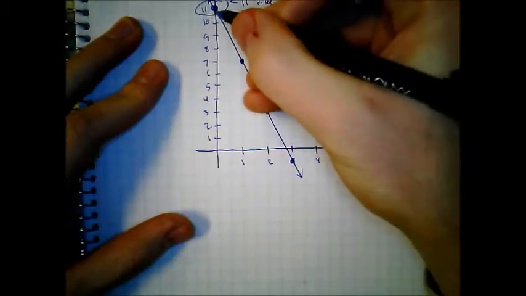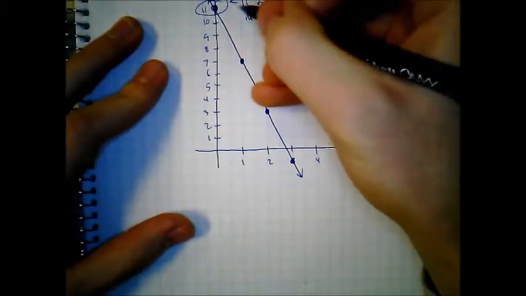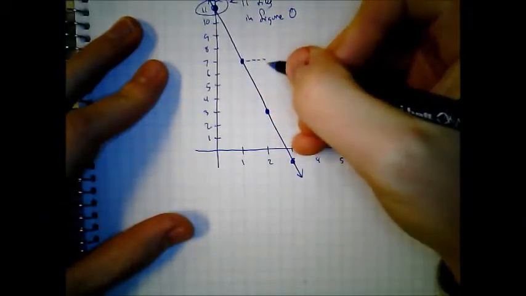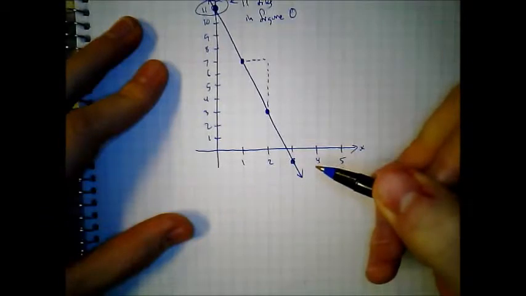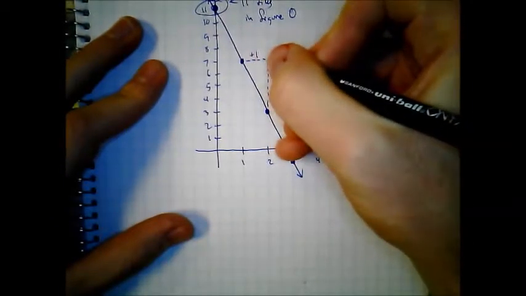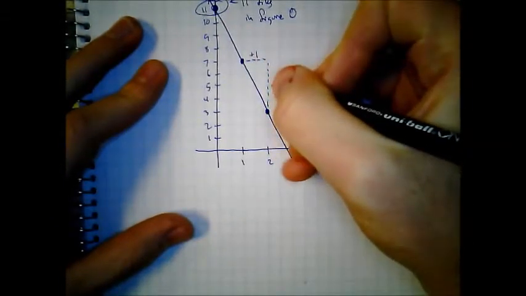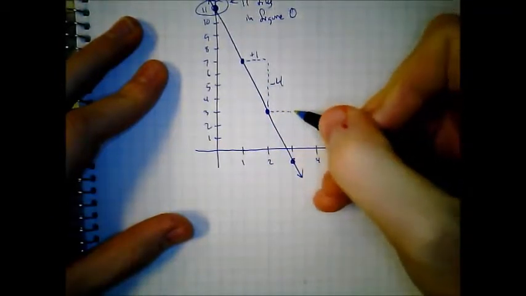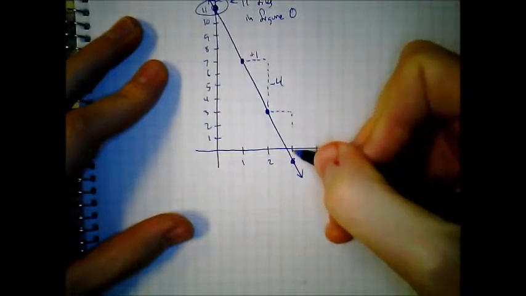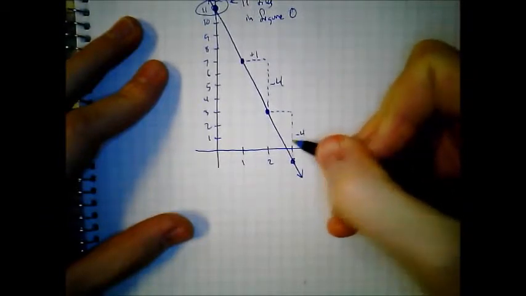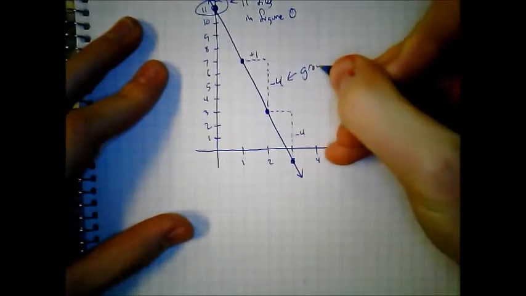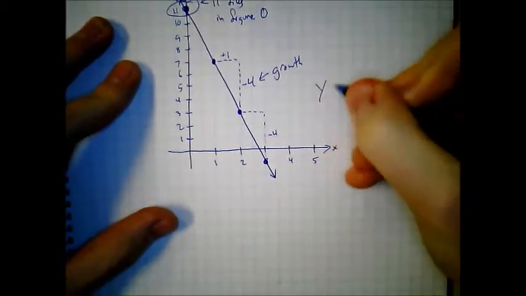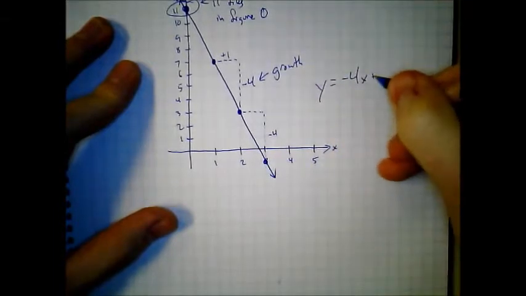And now I see my tile pattern is decreasing. As we go from figure 0 to figure 1, how many tiles am I taking away? As I go over one figure, I'm taking away 1, 2, 3, 4 tiles. And this is minus 4 because I'm taking them away. So my growth is negative 4. So my equation is simply y equals negative 4x plus 11.